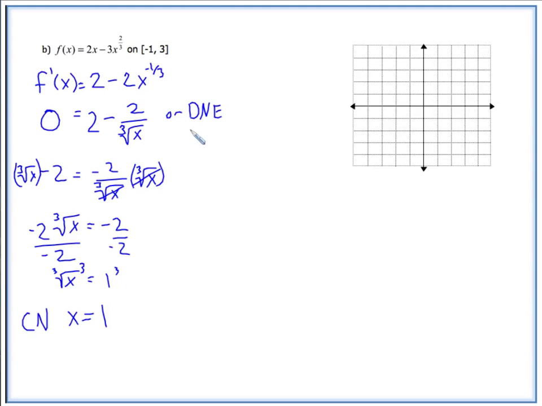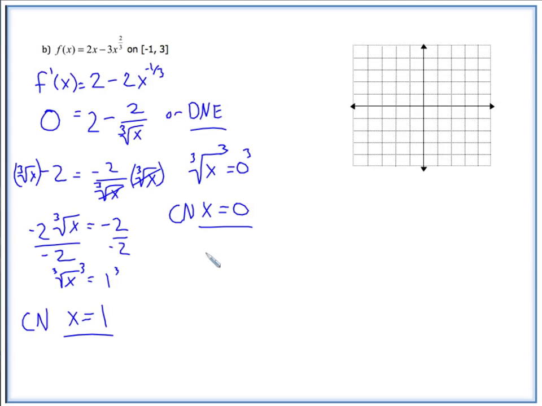Now we also want to check, where does this not exist? Well, because we have a rational function right here, it doesn't exist where the denominator equals 0. So let's go ahead and just set cube root of x equal to 0, and then we can cube both sides. So the derivative does not exist when x equals 0, so this is also a critical number right here.